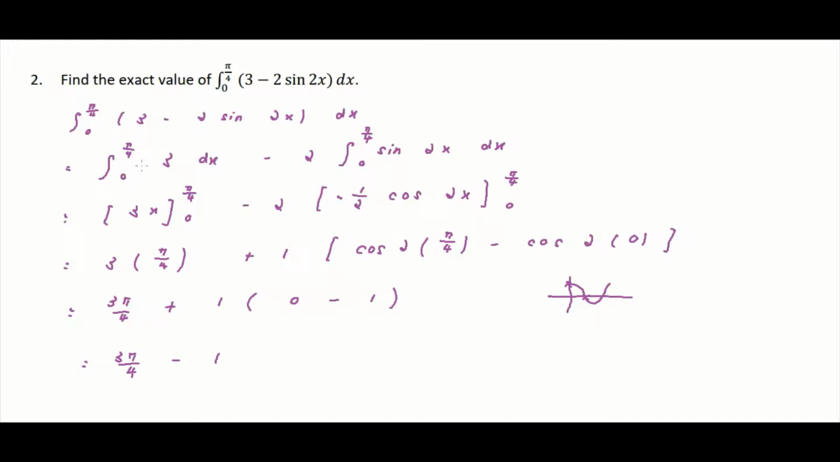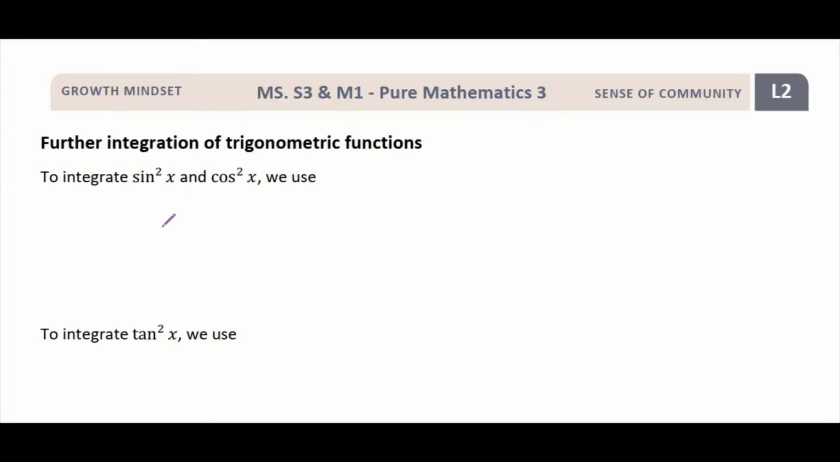Alright, so let's move on to the next part, where we try to see how we use some of the trigonometry formulas to help us do integration. From the previous section, we know that we can integrate sine, cos, and also secant square. So the question is, what if I want to integrate sine square? What if I want to integrate cos square or even tangent square?